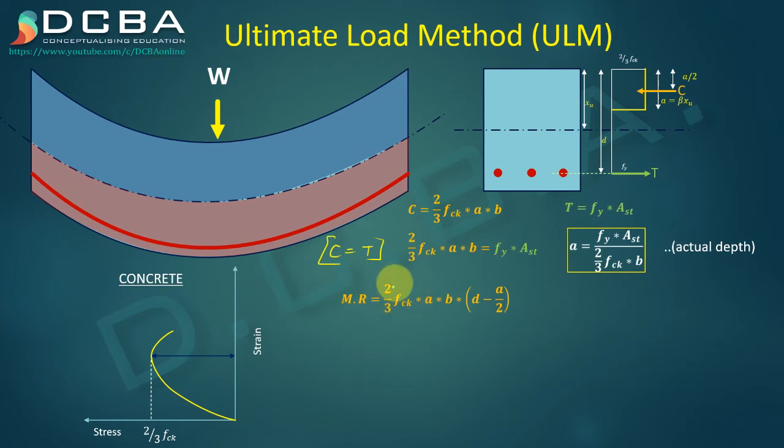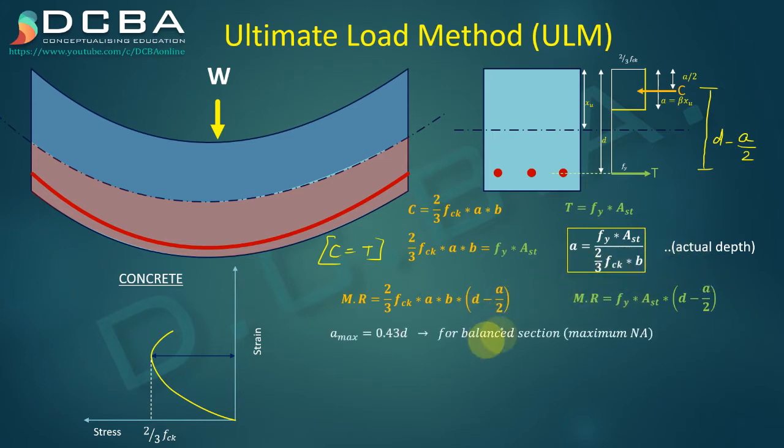And MR will be 2 by 3 fck, that is basically C into the lever arm. The lever arm is this, and that lever arm will be d minus a by 2. So C into lever arm is 2 by 3 fck ab into d minus a by 2, or it is T into lever arm, which is fy into Ast into d minus a by 2. So these are the moment of resistance.